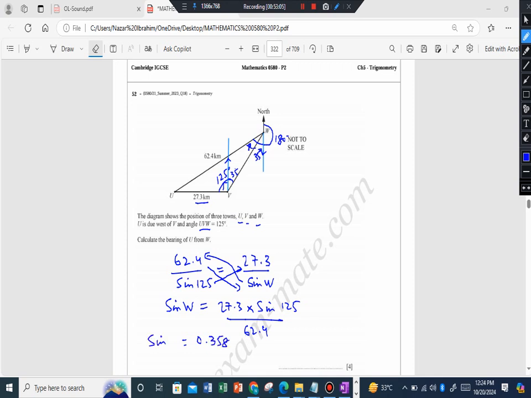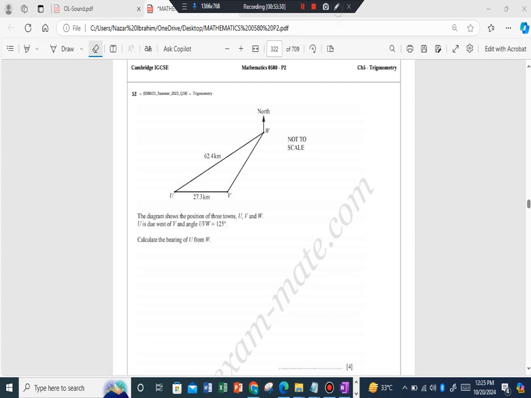This is sine w. Now let's see what the inverse of it is. 0.358, sine inverse, gives 21 degrees. So this is 21. It means 180 plus 35 plus 21 is the required bearing, that is 236. So the bearing of U from W is 236 degrees. Clear? Let's move further.